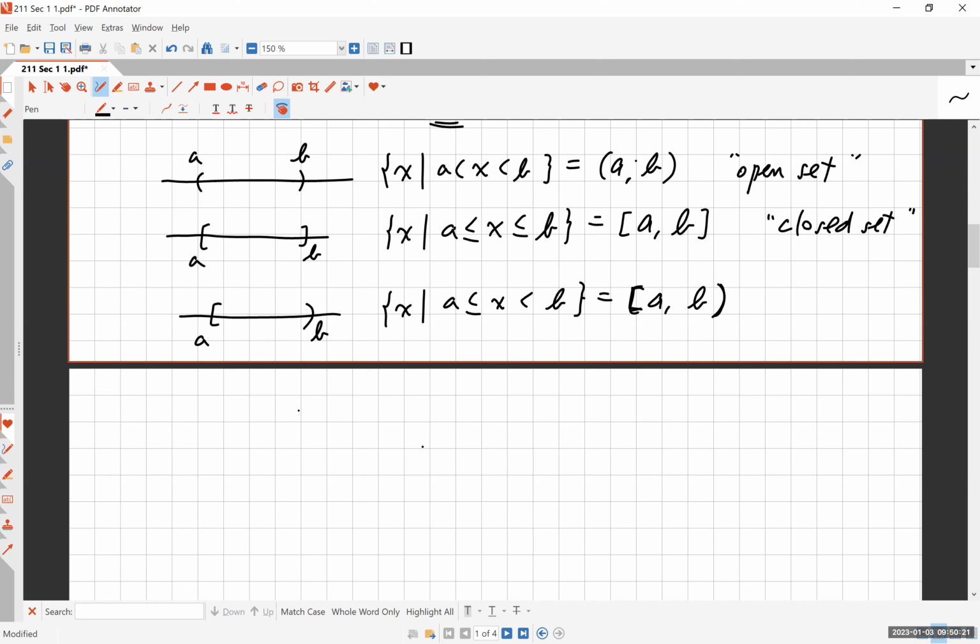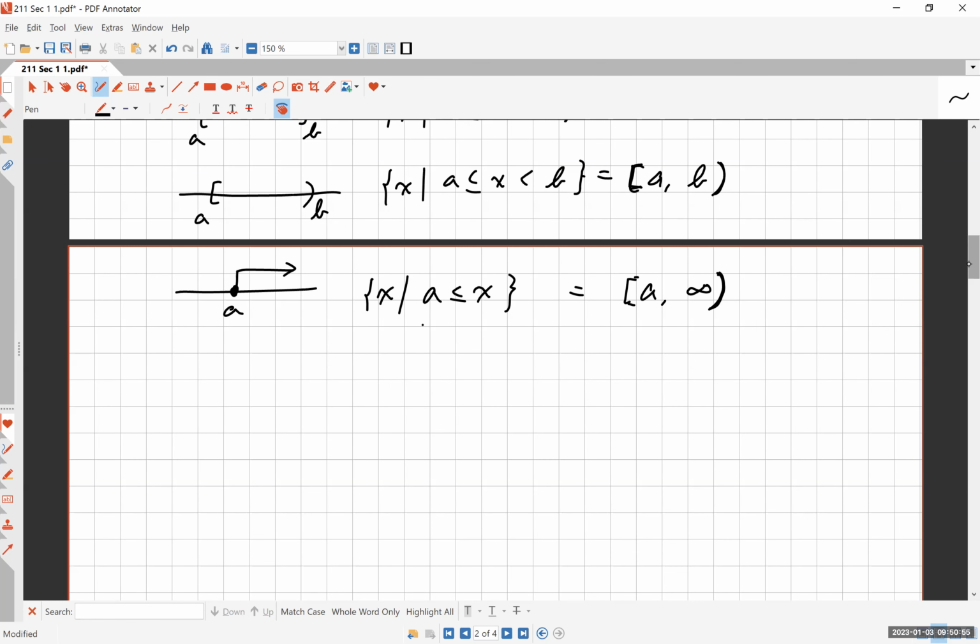For instance, when you talk about anything bigger than a, this will be the set of x such that x is bigger than or equal to a. It goes to infinity, so you can denote it this way, a to infinity. Now, you never want to have a square bracket next to infinity, because infinity is not a number and will not be included in any interval. Then you have other variations, but we will not go into those things.